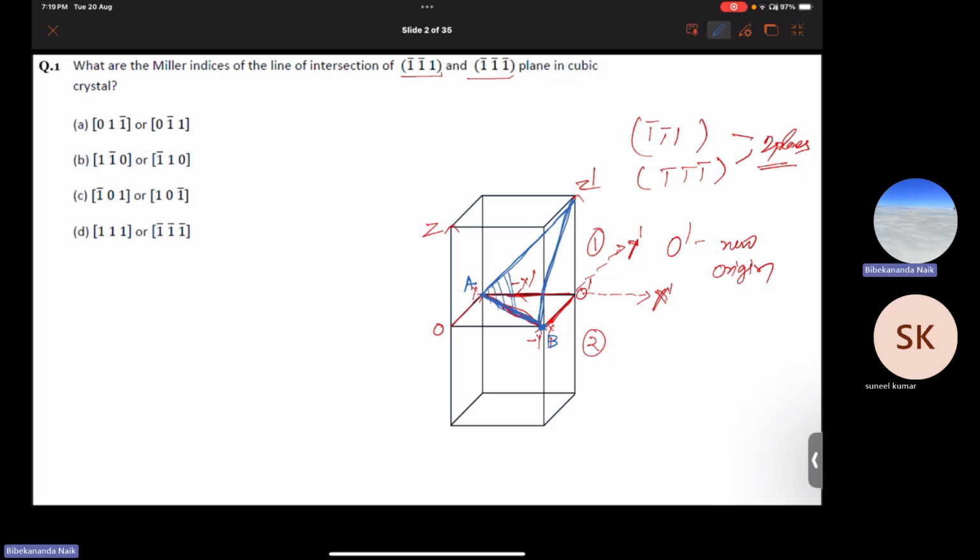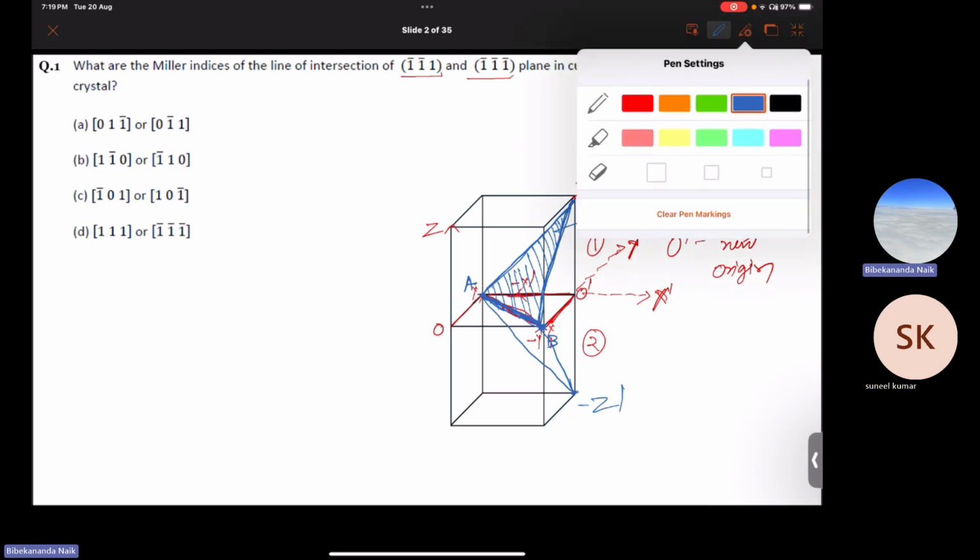So this is the plane we are talking about. And this blue plane is (-1, -1, 1). That is the first one. Similarly, if we draw (-1, -1, -1), this line will be common to both of the planes. Since this is z prime, this will be minus z prime. So the intersection will be here.